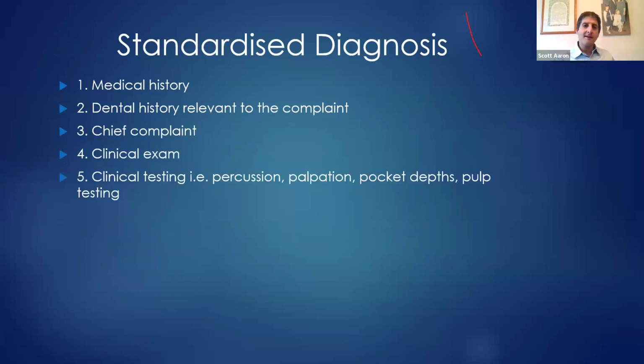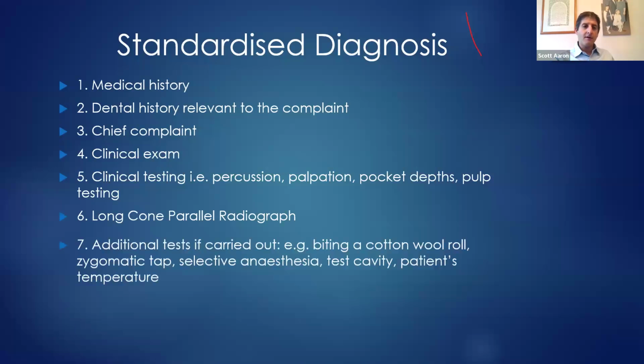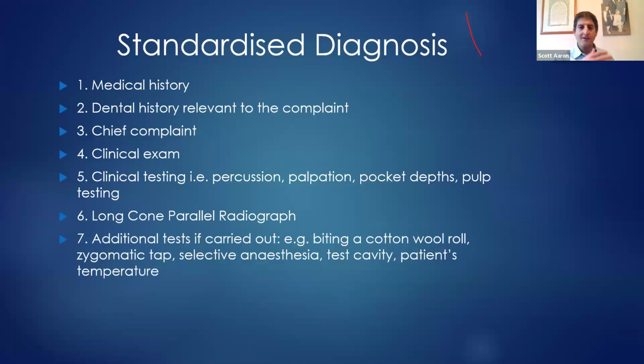And I can't stress this enough: percussion, palpation, pocket depth, pulp testing of every relevant tooth. Long cone parallel radiograph, and then additional tests. We've got things like biting a cottonwood roll, tapping the zygoma, selective anaesthesia, test cavities, which I use from time to time, and taking temperature, which we've worked out. Just under half of people are doing at least from time to time.